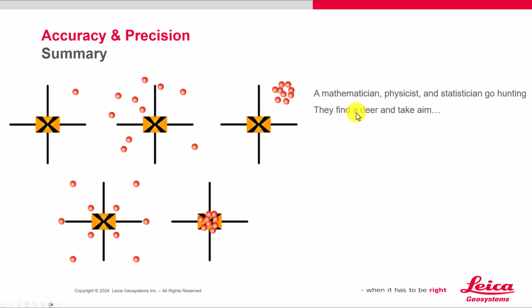A little bit of a joke for this is a mathematician, a physicist, and statistician go hunting. They find a deer and take aim. The mathematician shoots and ends up shooting 10 meters to the left. The physicist shoots and he misses 10 meters to the right. The statistician goes wild, claiming that we have now hit the target. Hopefully you get that. Average of left to the right by the same distance ends up hitting the target.